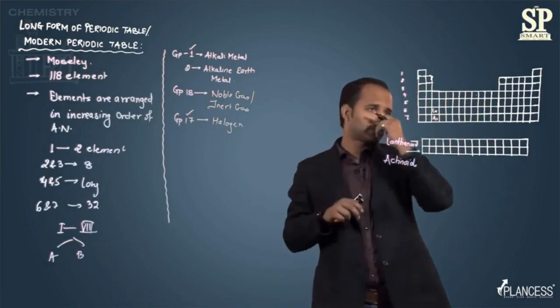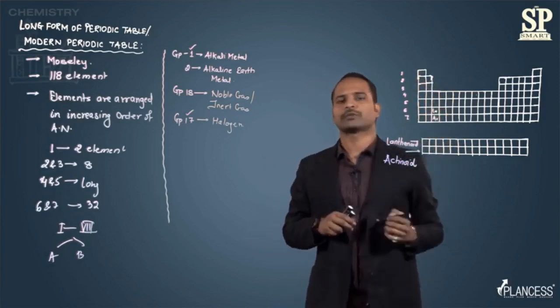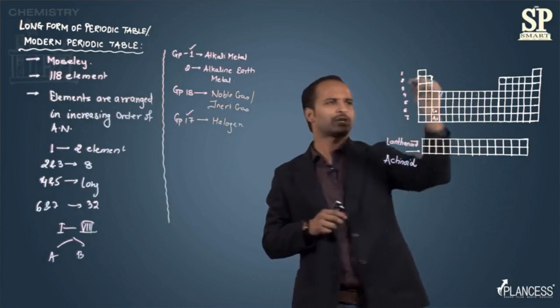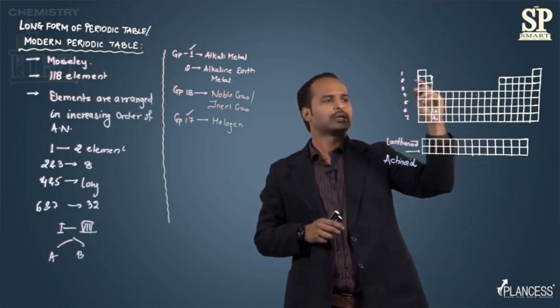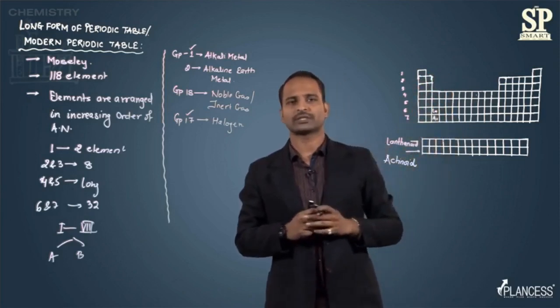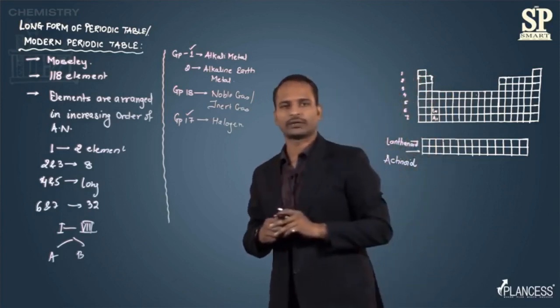Now in the periodic table, all the elements present in the same group have the same property. For example, the elements present in group number 1 are lithium, sodium, potassium, rubidium, cesium, francium. They have the same property except hydrogen. Hydrogen possesses the properties of both metal and non-metal.